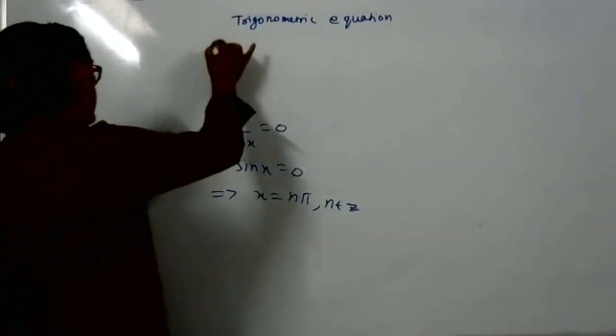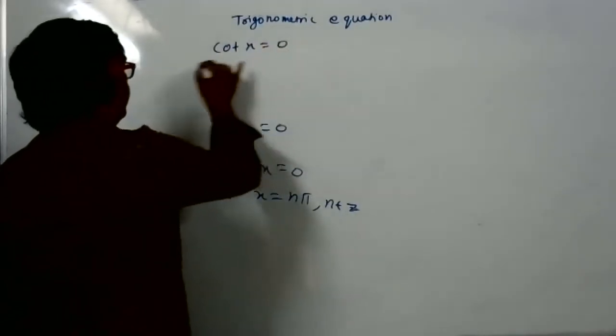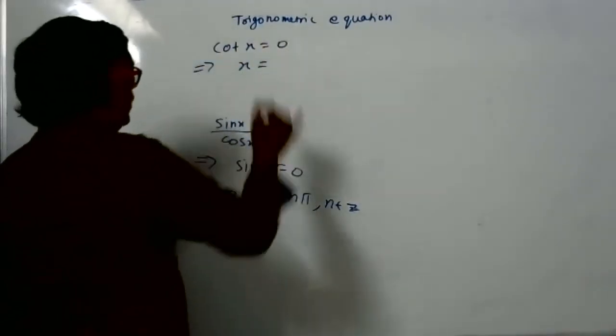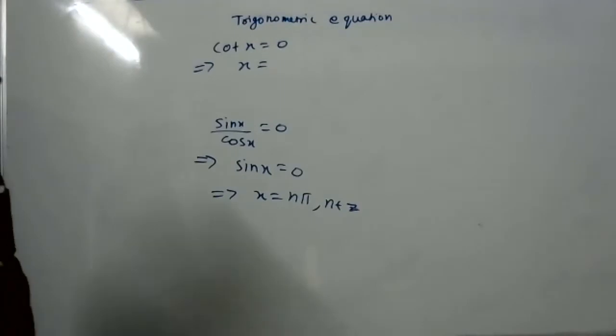Next is cot x is 0. Cot x is 0 means what is the answer? Cos x should be 0. Cos x is 0. When is cos x 0?